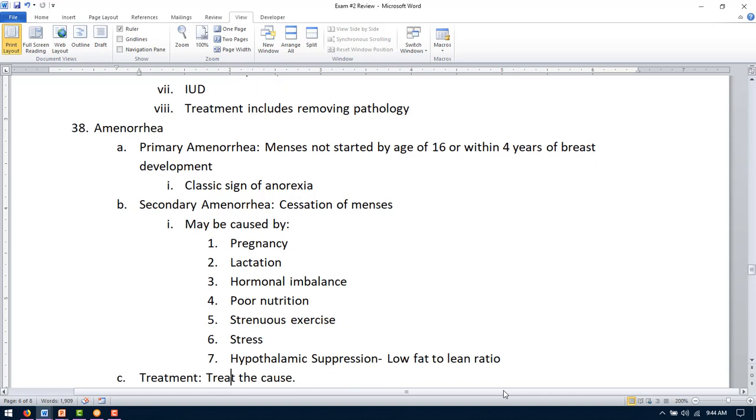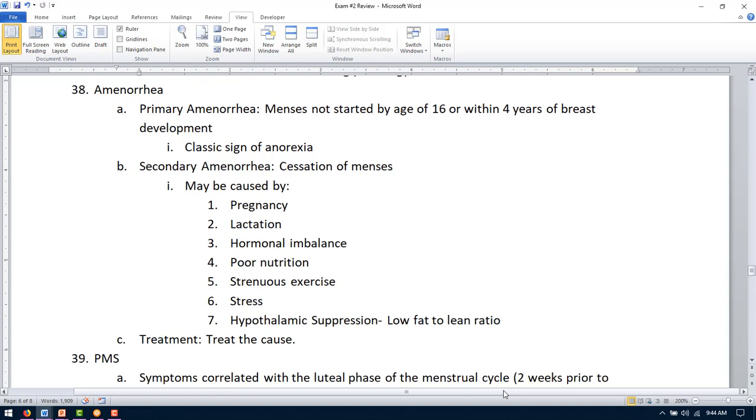Amenorrhea. Menses is not started by age 16 or within 4 years of breast development. This is a classic sign of anorexia, especially in our teenagers that get bullied so much about their weight.